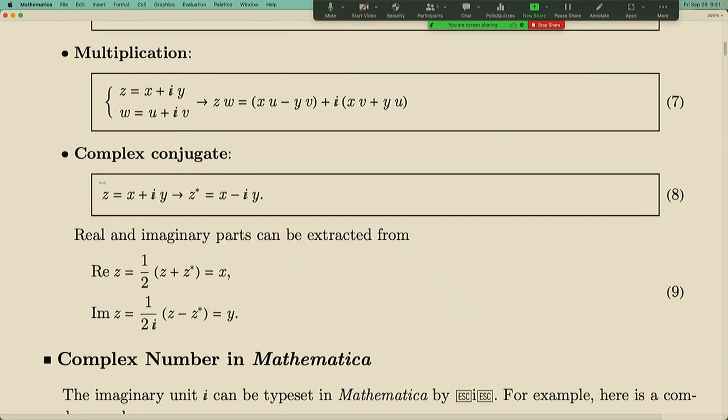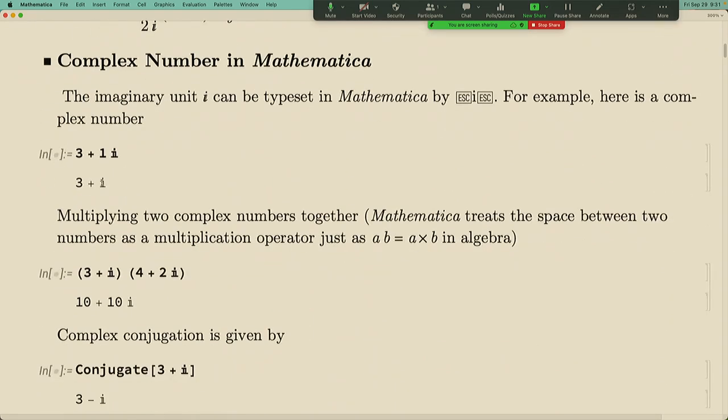So the take-home message, essentially: a complex number is two real numbers combined with the real and imaginary units. You can use complex conjugation to extract its real part and imaginary part. It supports algebraic operations like addition and multiplication.